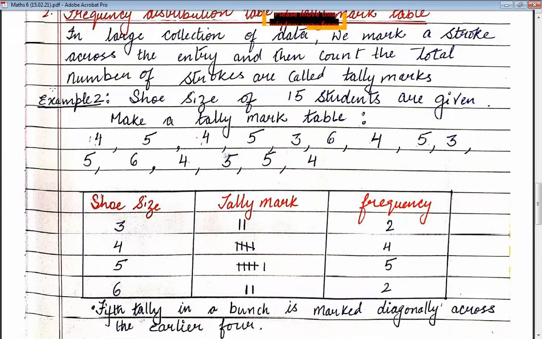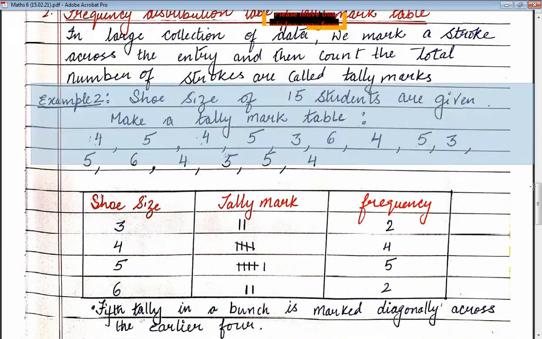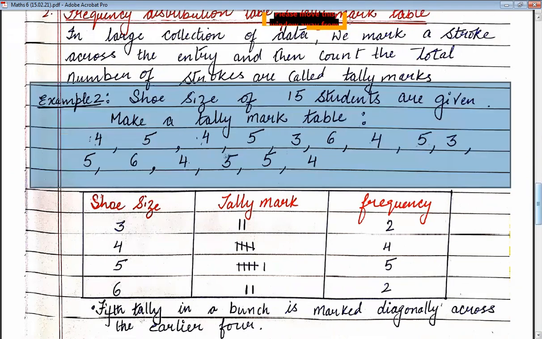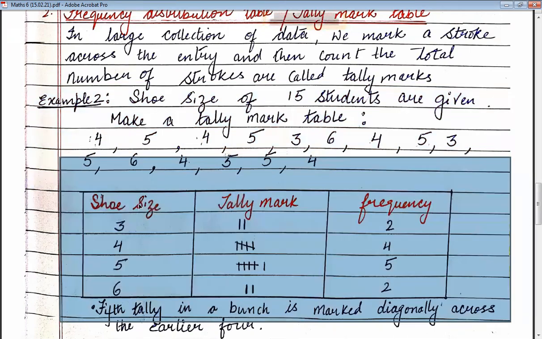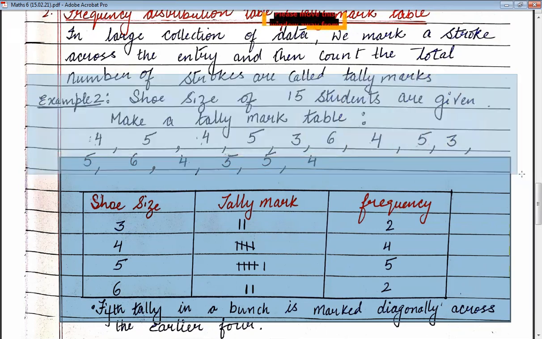Now children, let us discuss example number 2, then we will be clear with this question. The question is, the shoe sizes of 15 students are given, make a tally marks table. In a tally marks table we have 3 columns. First you will write shoe size, next is tally marks, and the last one is frequency. Now let us discuss one by one.